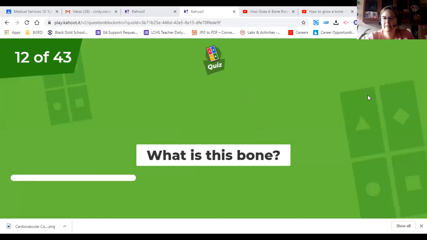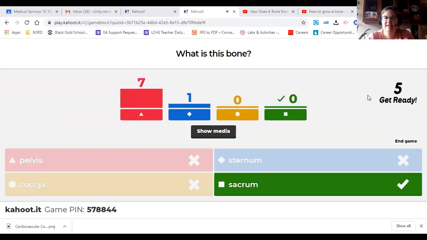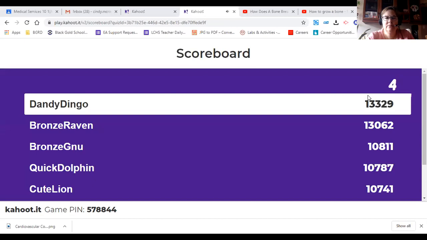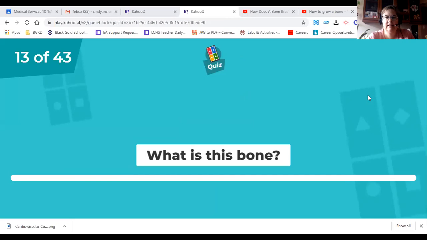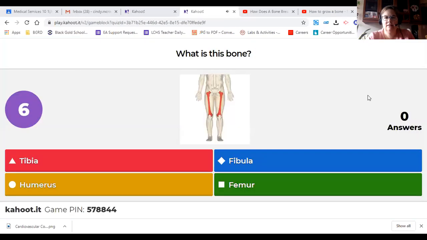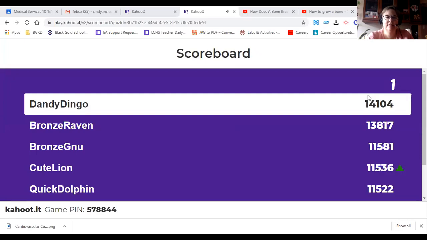Name that bone. That is the sacrum. The sacrum is right above the coccyx. Name that bone. Ah, femur. Everyone knows where their femur is. That's awesome. Ooh, Cute Lion's coming into 4th place here.